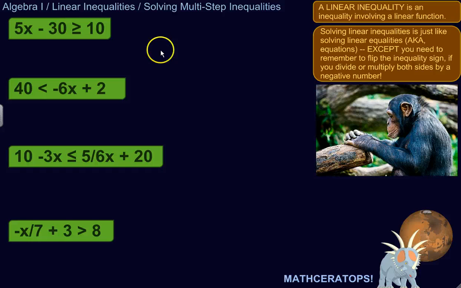Alright, so solving linear inequalities is exactly like solving linear equalities, aka equations, with one exception, and that is you have to remember to flip the direction of the inequality sign if you happen to divide both sides of the equation in the process of solving it by a negative number.